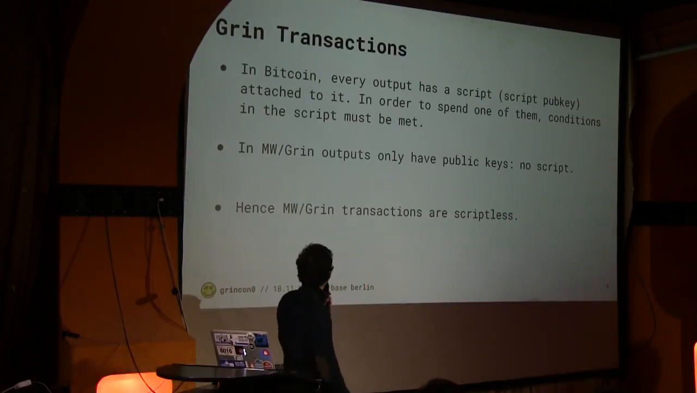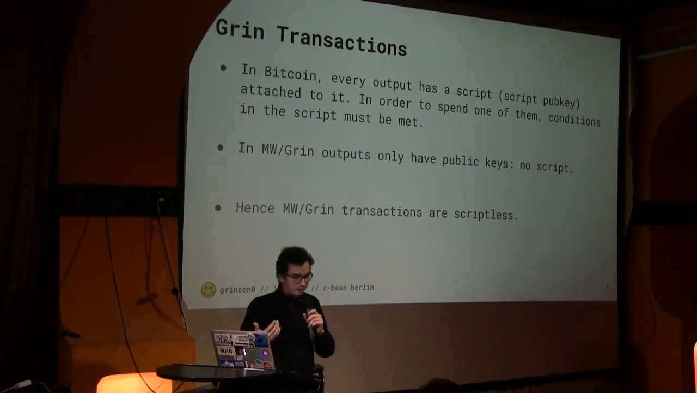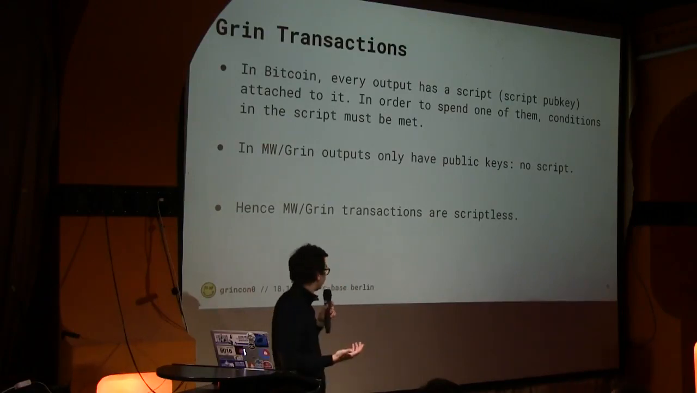It's basically public keys. So there is no script. Grin transactions are scriptless. But you will see that we can still do something, like with the talk from Jasper. We can still do things like atomic swaps.